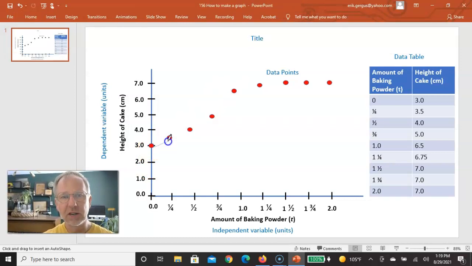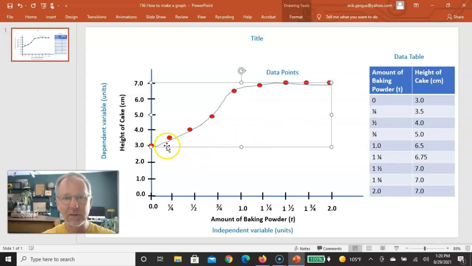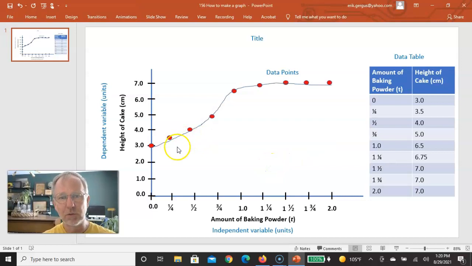So this helps us to kind of see, okay, as the amount of baking powder is going up, the height of the cake is increasing faster, but then at some point, adding more baking powder isn't making much of a difference, and in fact it levels off at 7 centimeters and it doesn't get any higher. So in this case we have the relationship is kind of a curve. For most of the graphs that you're going to do in this class, the relationships would be more of a straight line, but we'll get to that. So there we go, we've got a visual presentation, but we need a title.